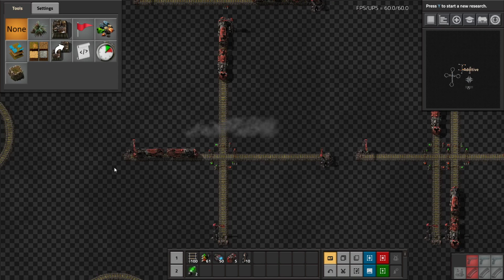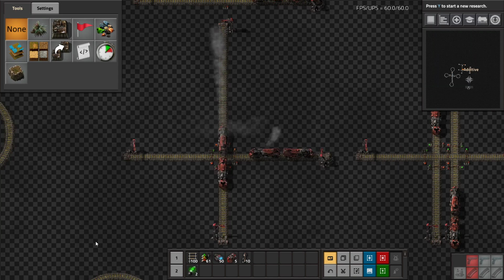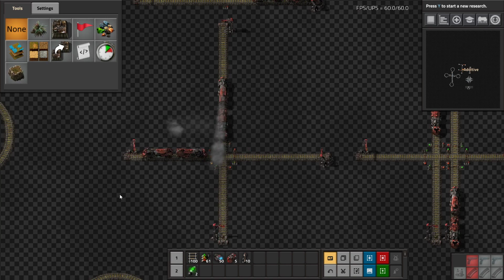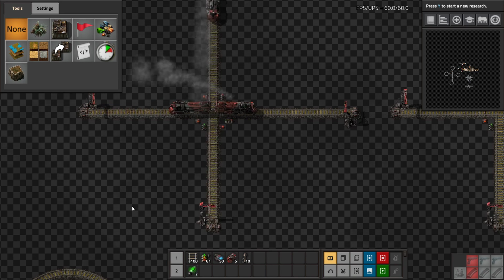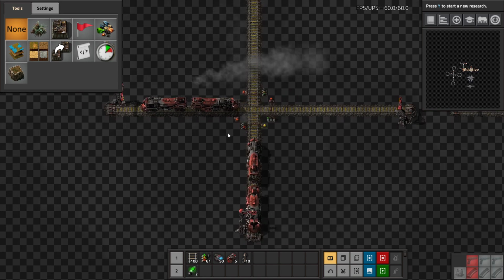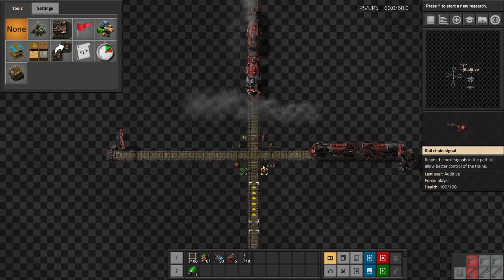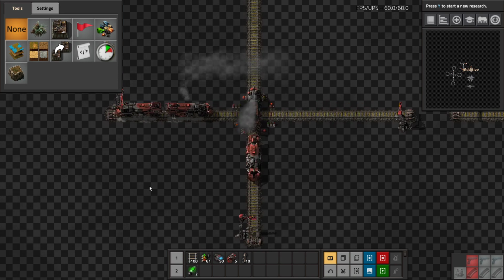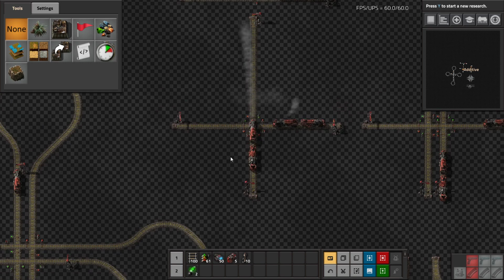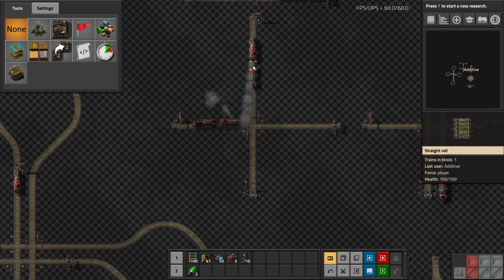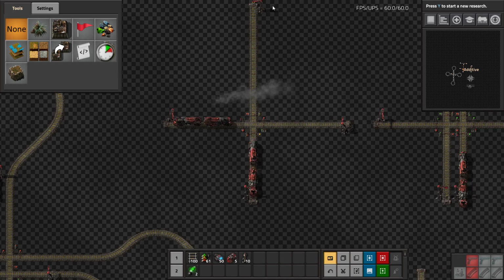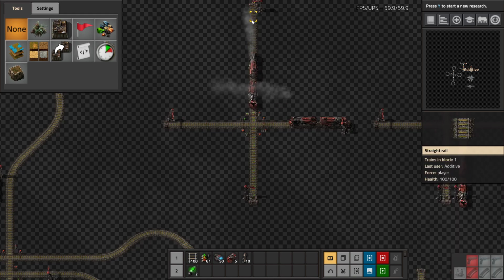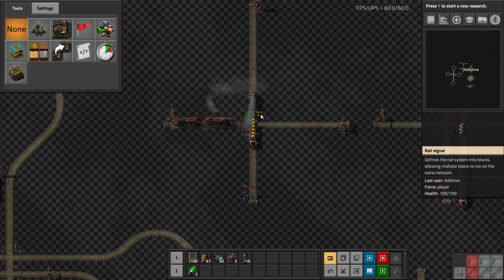If I now tell this one to start going, again I chose the wrong station because of course I did. You can see that they will not let each other enter the intersection. Now in general, having two-way track is generally not a good idea, especially if you have more than one train on it. Because if two trains on a two-sided track go opposite ways and meet, they will both get stuck and block everything. So I personally advise having only one train per track if it's two-way.